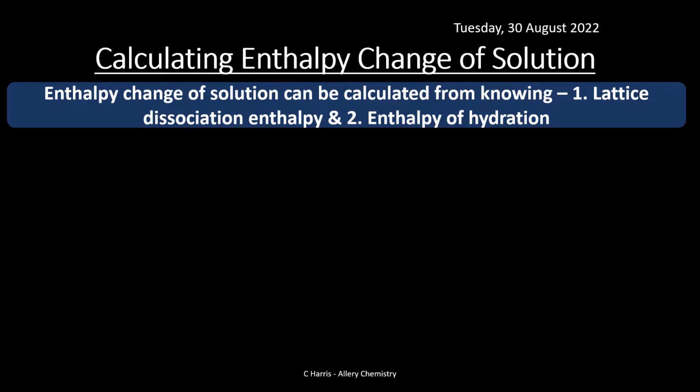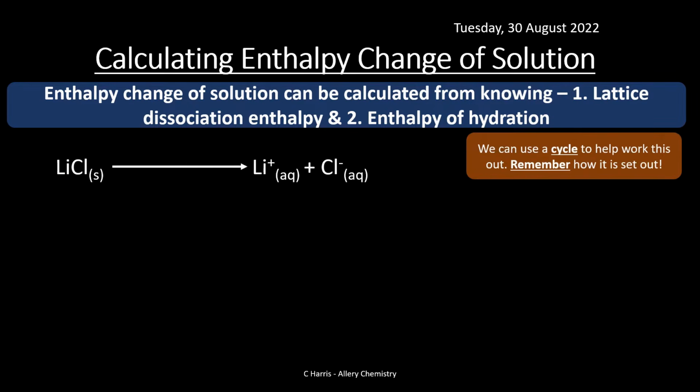The lattice dissociation enthalpy is a little bit new, but you've seen lattice enthalpy of formation in Hess's cycle. The opposite of lattice enthalpy of formation is lattice dissociation. Basically, it's just breaking the lattice apart. So we can use a cycle to help work this out.